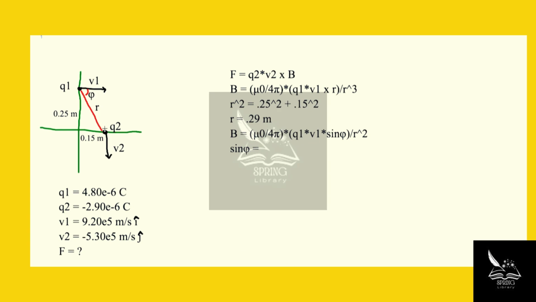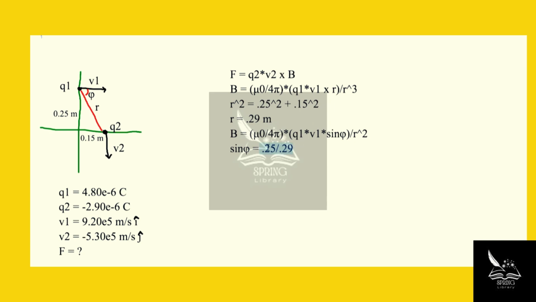This triangle that we're going to make, the opposite angle, so remember that the sine of the angle is going to be the opposite side divided by the hypotenuse. So the opposite side here is going to be our y component, which is 0.25, and the hypotenuse is going to be our value of r, which we just found up here. So the hypotenuse will be 0.29.